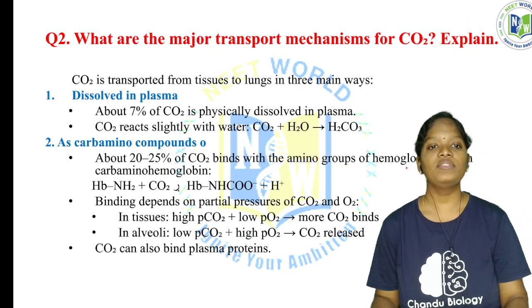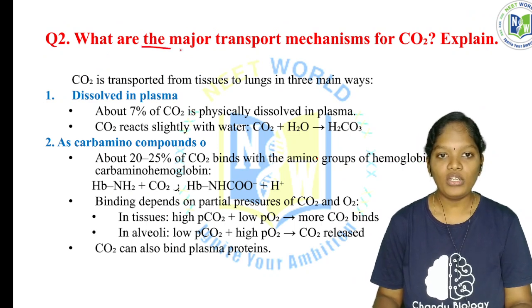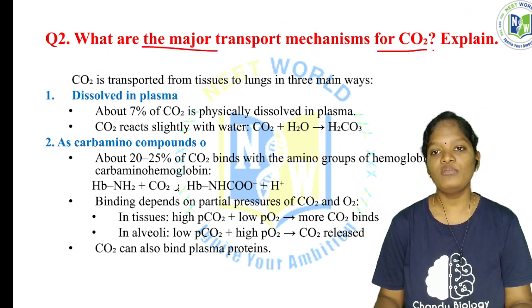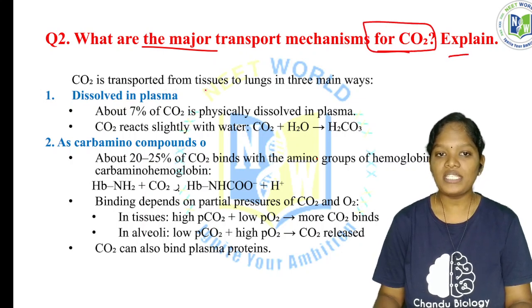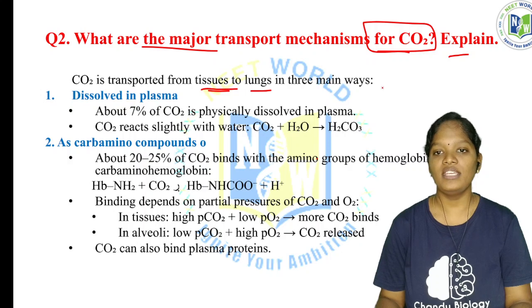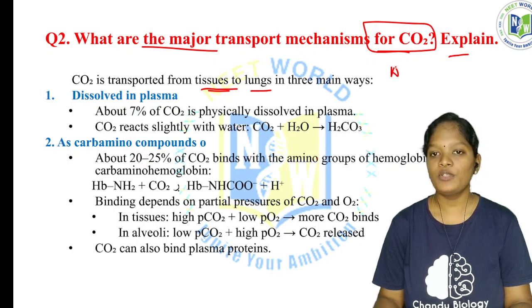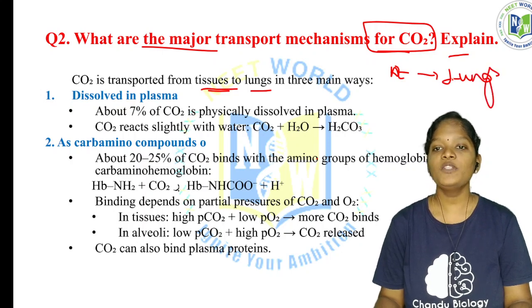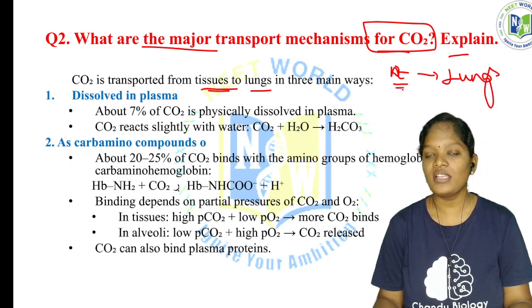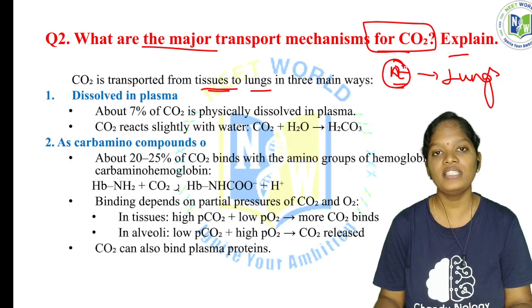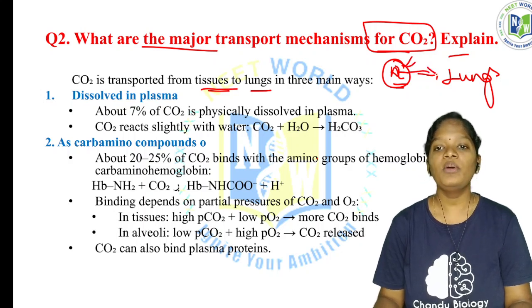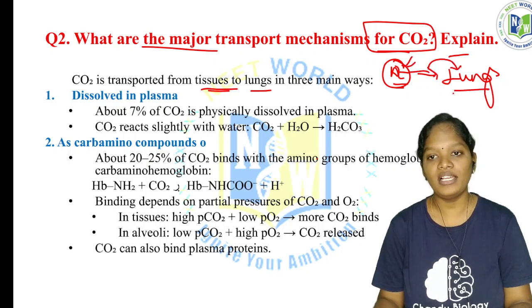Now the second question: what are the major transport mechanisms for carbon dioxide? Explain. The carbon dioxide is transported from the tissues to the lungs. We are taking the atmospheric air into the lungs, and the atmospheric air contains not only oxygen but also nitrogen, sulfur gases, carbon dioxide and other gases. All the gases enter into the lungs.